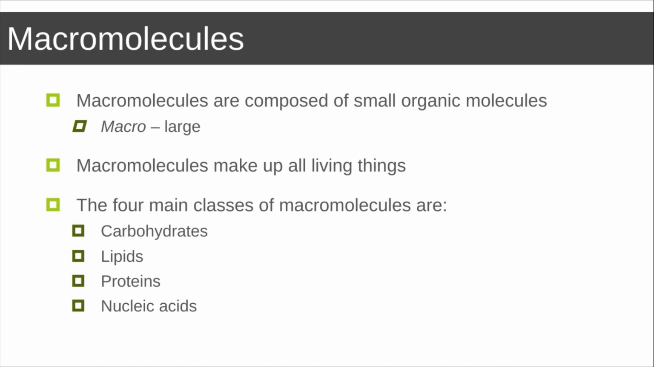First, let's talk about macromolecules and what they are. These macromolecules are just composed of small organic molecules, and in the term itself, macro just means large, and these molecules make up all living things. Next, there are four main classes of these macromolecules, and they are carbohydrates, lipids, proteins, and nucleic acids. And we're going to talk about each one more in depth in this video.